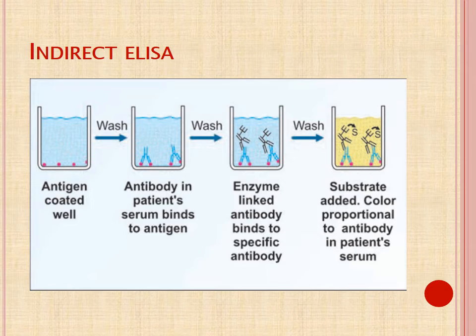Now we will discuss the indirect ELISA, and here you can see the antigen coated well. Here the antigens are coated on the well, then we add the sample, the antibody binds with the antigen, and the antigen antibody reaction occurs. Then we add the enzyme linked antibody to the specific antibody, then substrate is added, so that the color is formed which is directly proportional to the antibody in the patient serum.